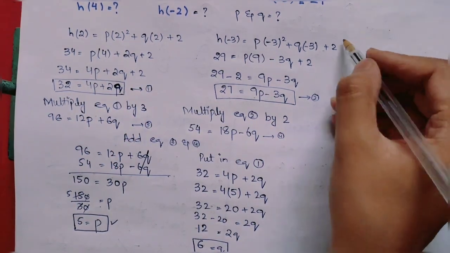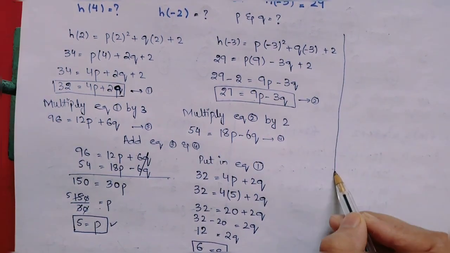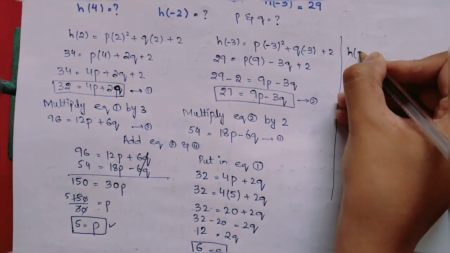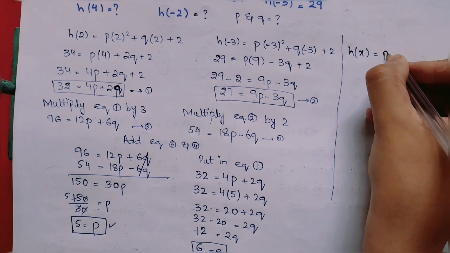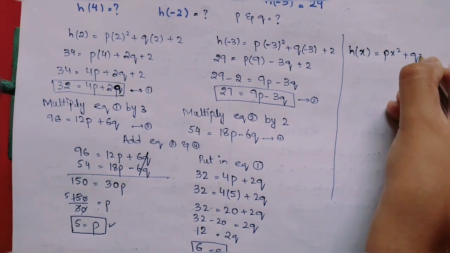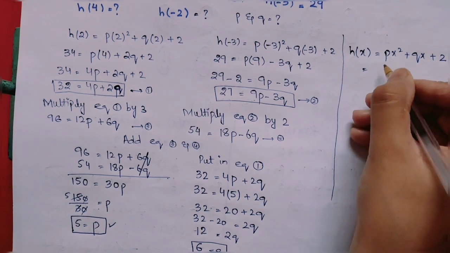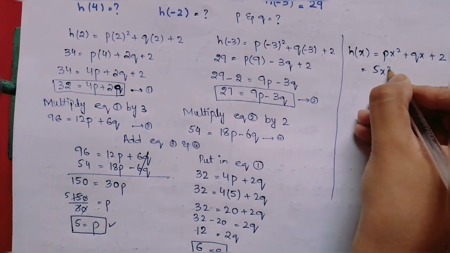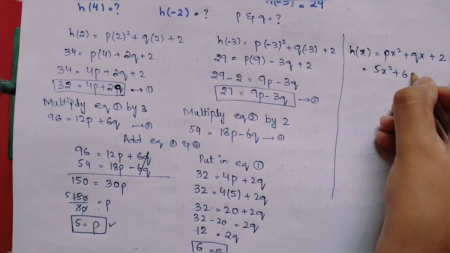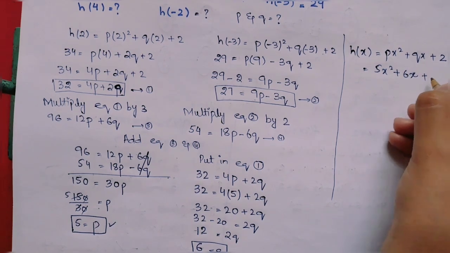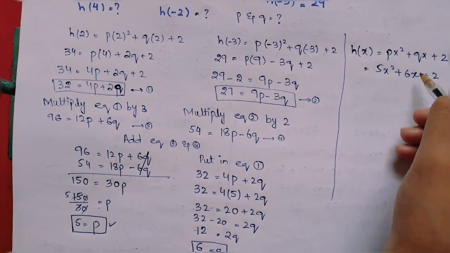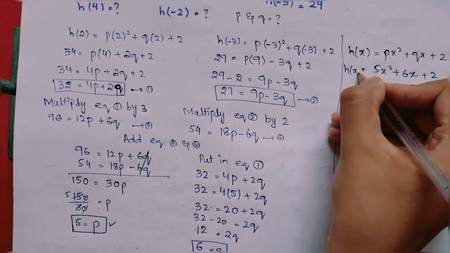Firstly, make h of x. H of x is equal to px square plus qx plus 2. It is in the form of p and q. Put the values of p and q. It becomes 5x square plus 6x plus 2. I put the value of p and q here and it becomes your new h of x.